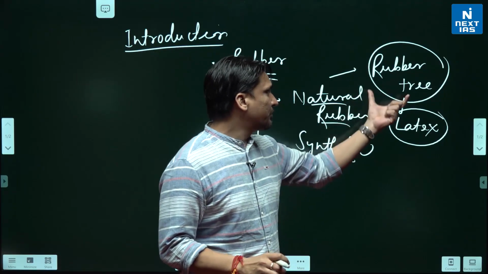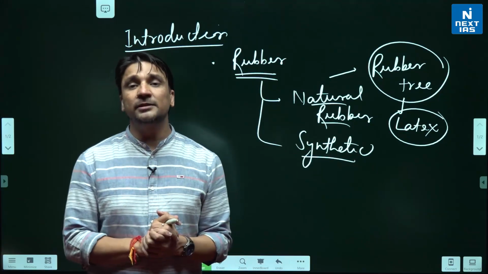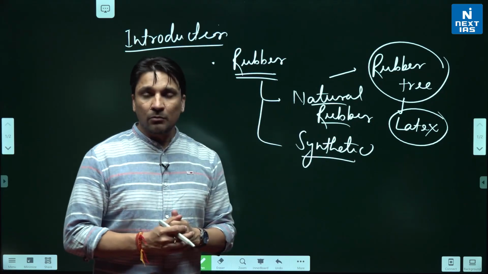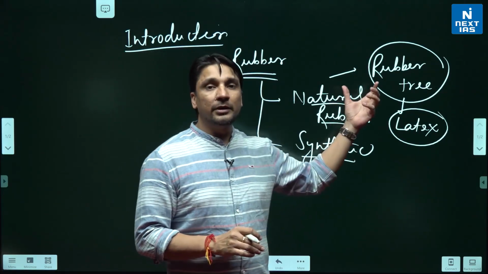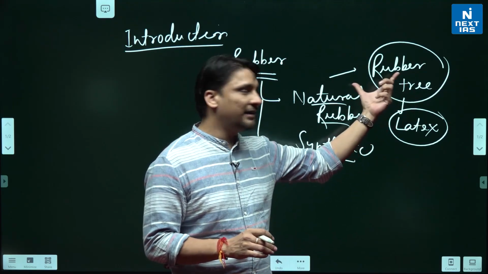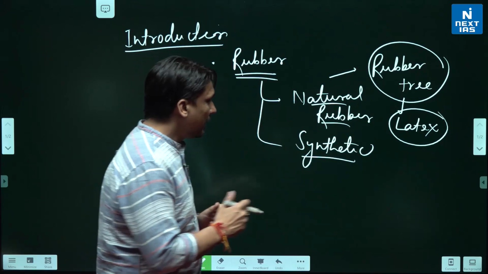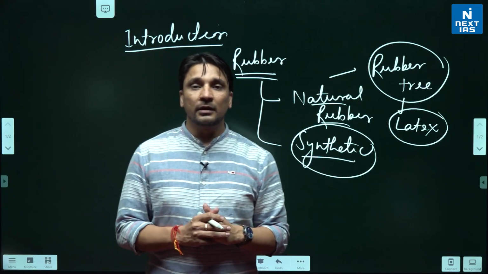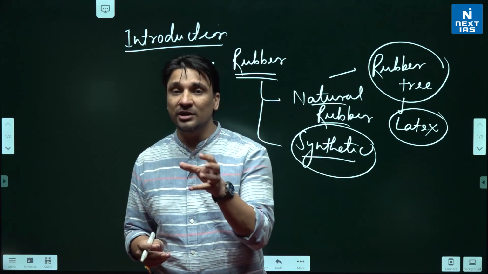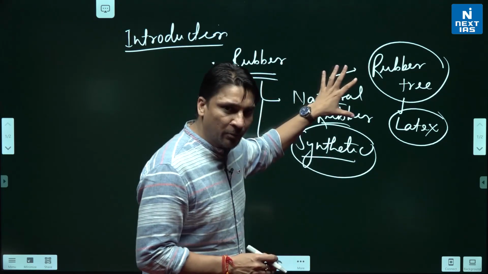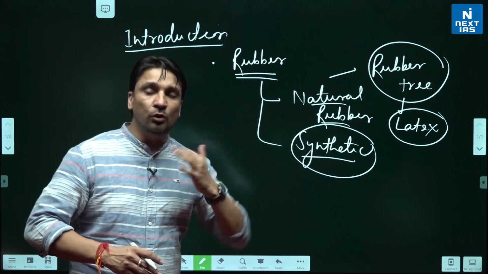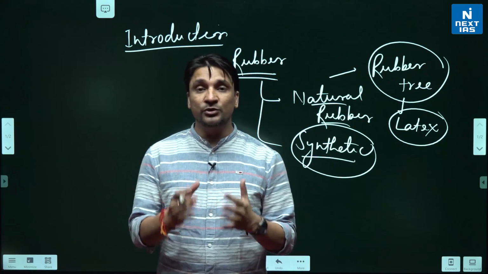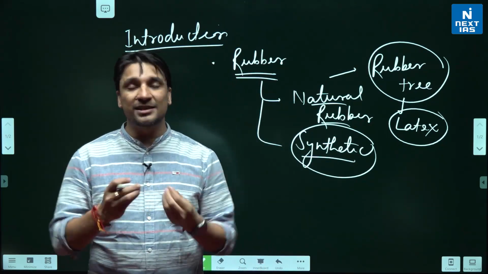There are so many varieties of trees which produce latex having high concentration of rubber, but most of the natural rubber production comes from Hevea brasiliensis. That's the main tree supplying the natural rubber. And then second is synthetic rubber. The synthetic rubber is produced from petrochemicals through polymerization processes. The natural rubber production comes from those areas where rubber plantations are located, and synthetic rubber is mainly produced in the port locations where petrochemical industries are located.